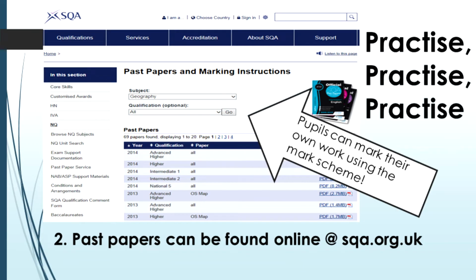And again, we're strongly recommending that you sit down with your son or daughter and mark their work having completed past paper questions. This is important as it helps your son or daughter understand the marking process, and it also provides you as a parent with some feedback on how well your son or daughter is performing in these past paper questions.